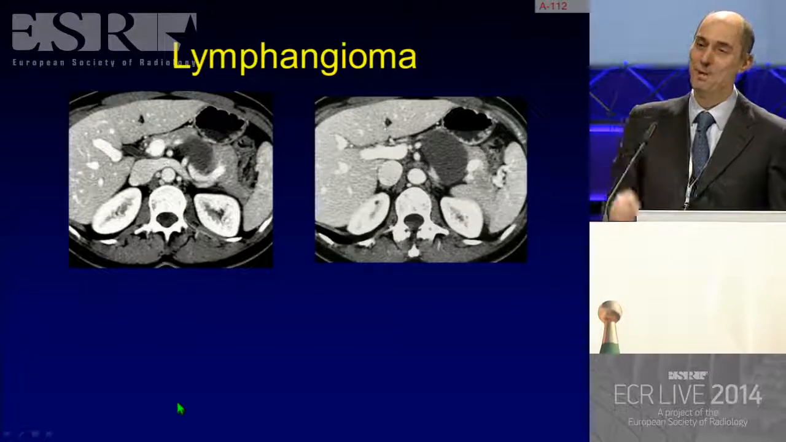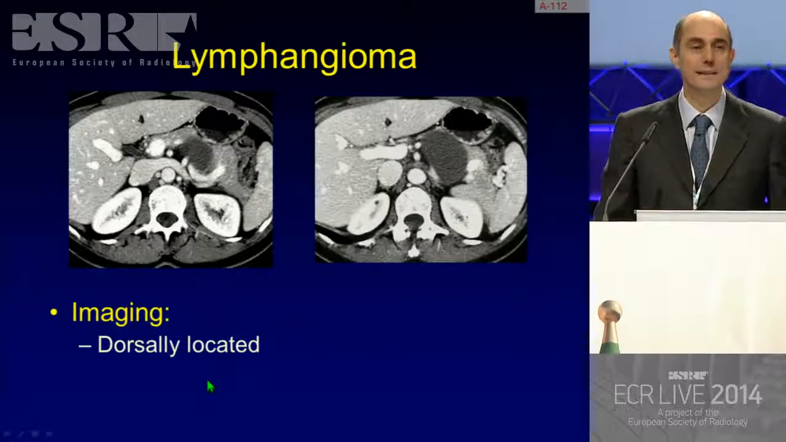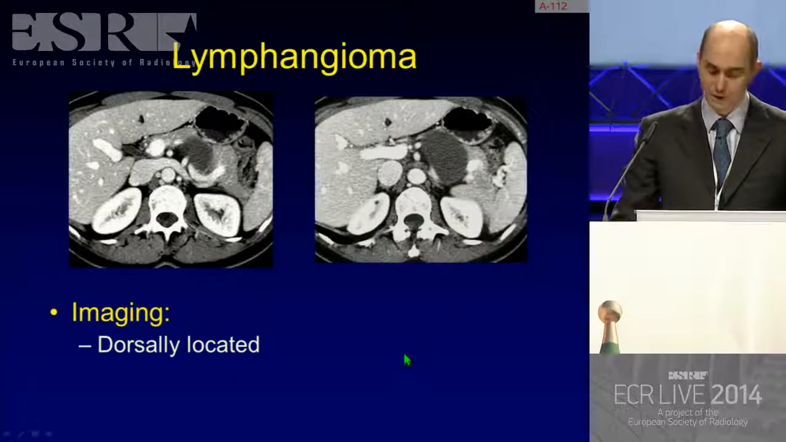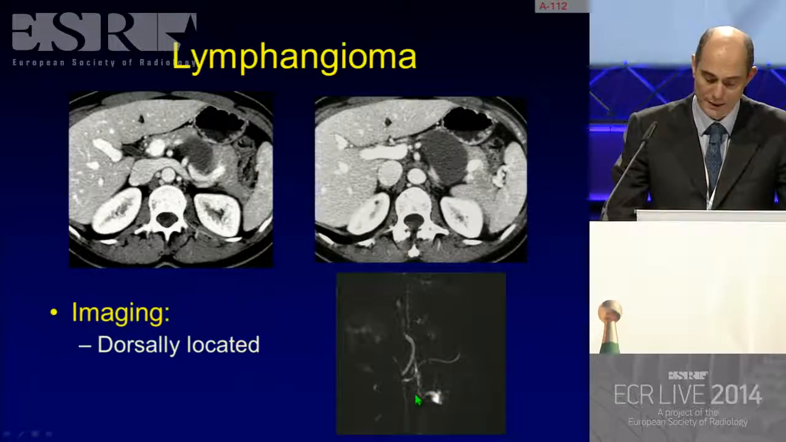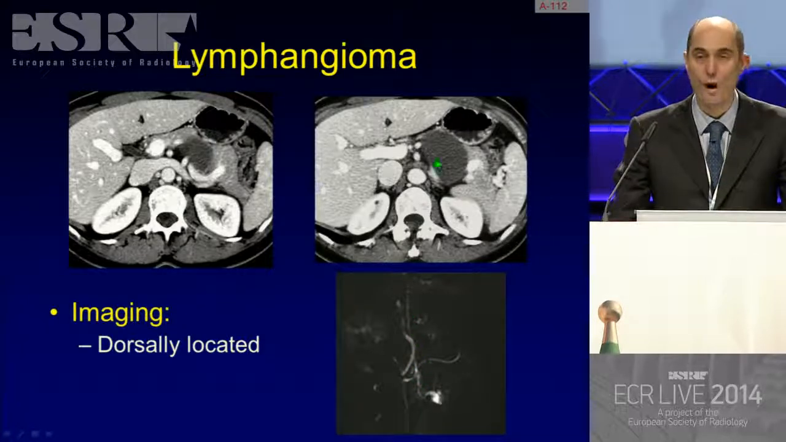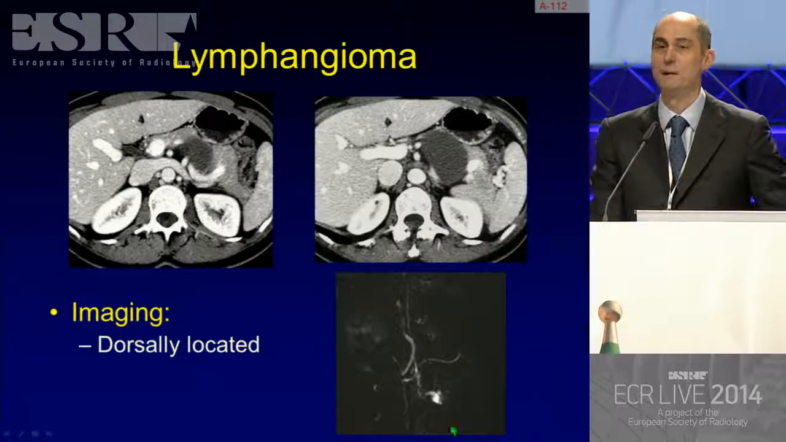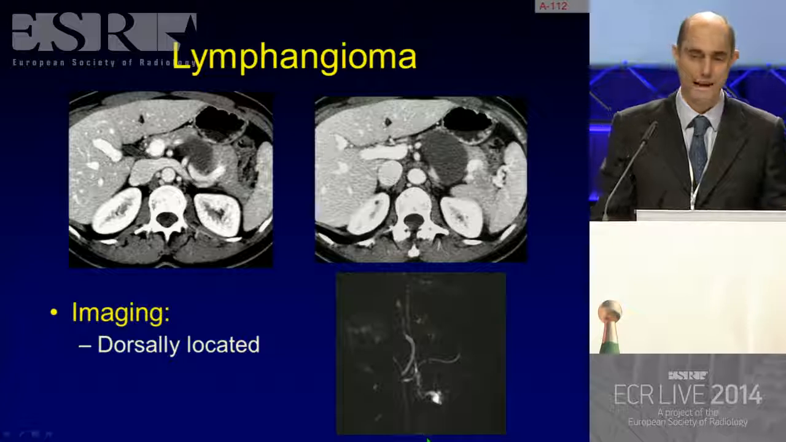What I would like you to remember in this case is that it's dorsally located. This is, in my opinion, what I rely on. Why dorsally located? Because in this other patient, we were able to demonstrate, on an MRCP, a lymphangioma, and we see the connection of this lymphangioma with the thoracic duct, that goes up here. So that's why these lymphangiomas, remember, are dorsally located. So please think of a lymphangioma in this sort of patient: no history of acute pancreatitis and a cystic lesion behind the pancreas.